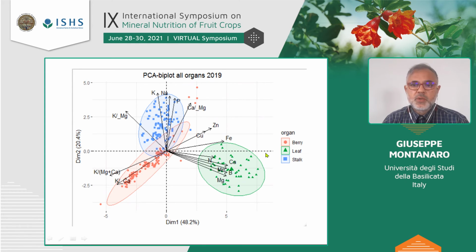And particularly looking at the stalk, the blue one here, you can see that the stalk dots spread much more along component 2 of the principal component analysis, and less along dimension 1 here. And dimension 2 is mainly driven by the potassium and magnesium ratio, phosphorus, and so on. So let's look at this ratio now.